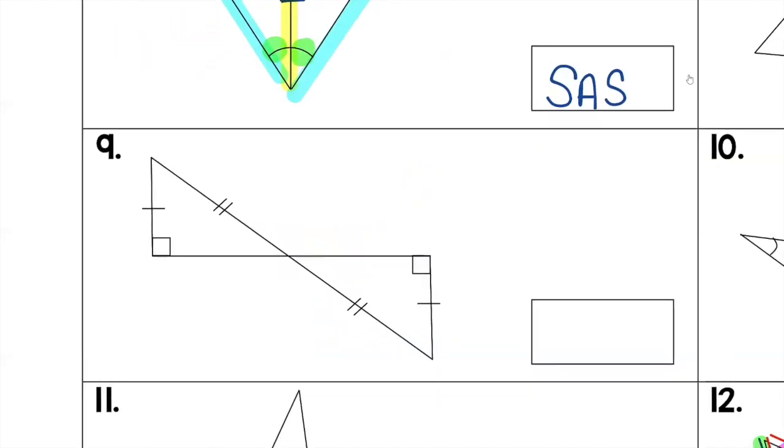Number 9. What do we know? Okay, we got a congruent leg, congruent hypotenuses, and it's a right triangle. Why side, side, side?